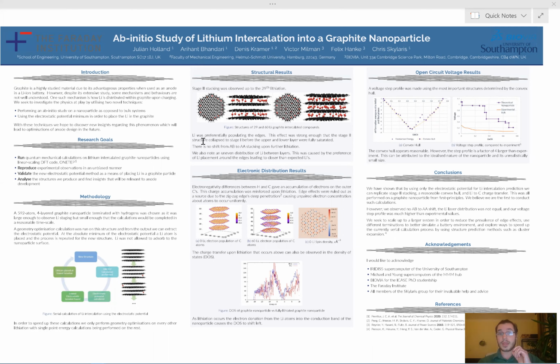We believe this is in part due to the perfect nature of this nanoparticle and also the fact that this is an unphysically small nanoparticle. We hope as we scale up, which is something we do plan to do, this effect will be somewhat reduced. We also didn't observe an AA to AB shift, and some of the lithium layers are slightly unbalanced in terms of the number of lithiums that went there.